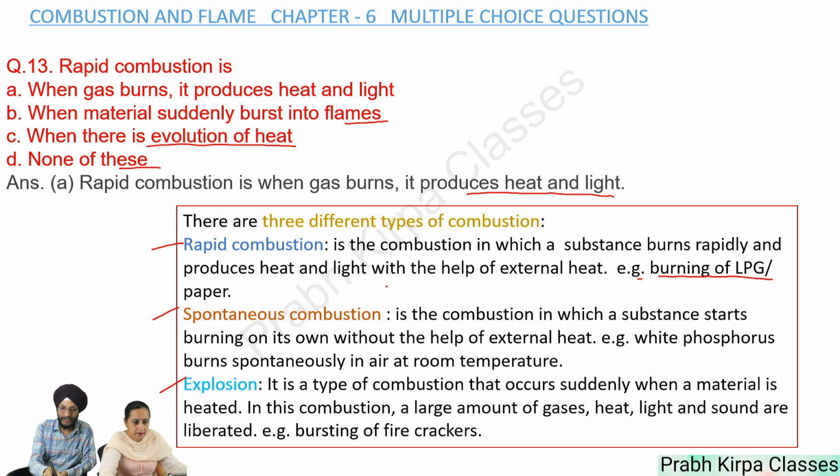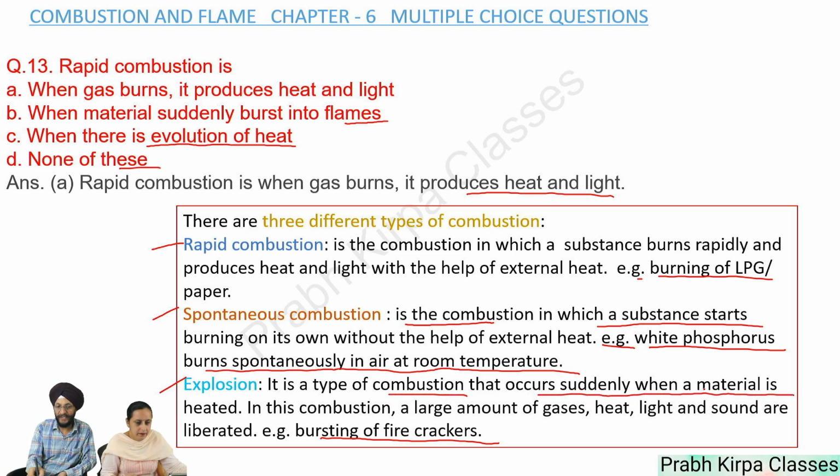So far as spontaneous combustion is concerned, it is the combustion in which a substance starts burning on its own without the help of external heat. An example of this is white phosphorus, which burns spontaneously in air at room temperature. The third type of combustion is explosion, and its example is bursting of firecrackers. It is a type of combustion that occurs suddenly when a material is heated. In this combustion, a large amount of gases, heat, light, and sound are liberated.